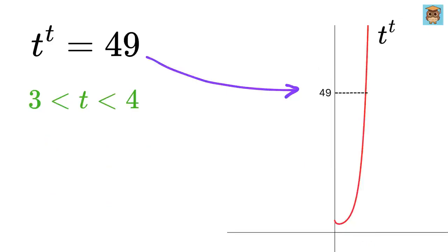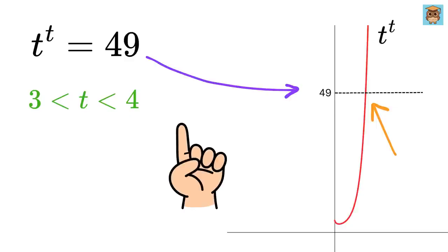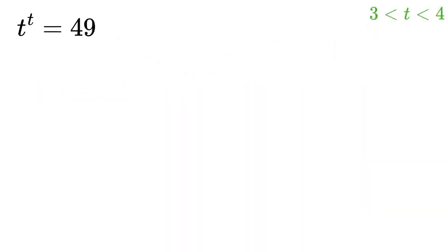Now, if we draw a horizontal line from y equals 49, we see that it intersects t to the t at exactly 1 point, so we have only one real solution to t. Now, let us try to solve it using algebra.